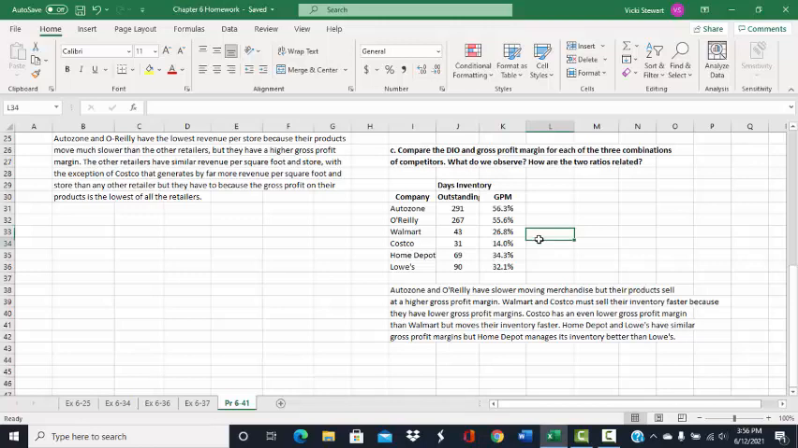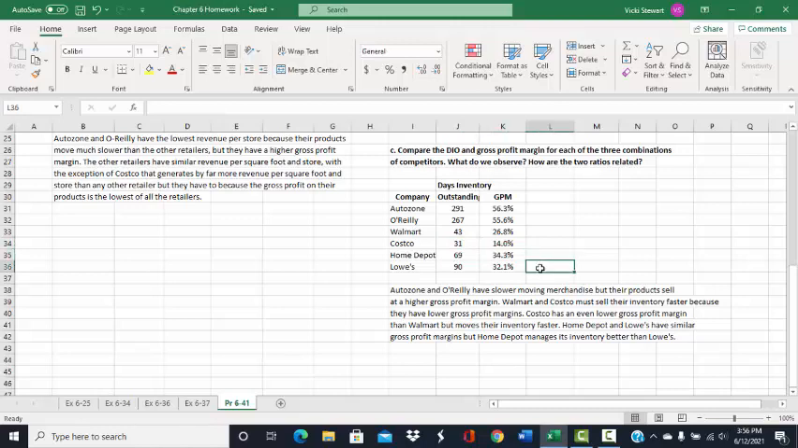Next, let's look at Walmart and Costco. Walmart and Costco sell their products much faster than AutoZone and O'Reilly, but they have a lower gross profit margin. And Costco has a very low gross profit margin. They are only making 14% on average on their items, but they're moving them quite quickly. The average time that their items stay is 31 days, so about a month.